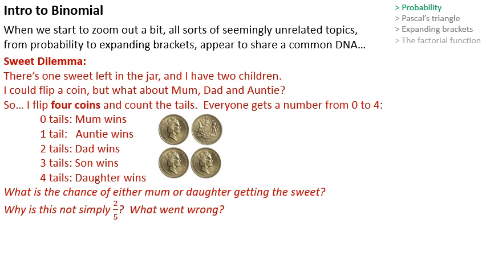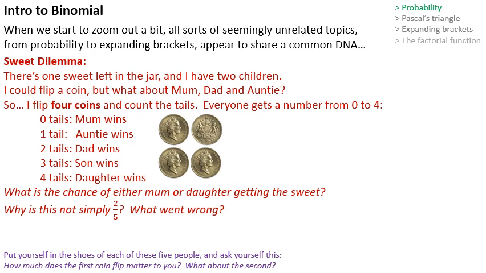Okay. Hopefully what you found is you got a number that wasn't just 2/5. It's not a 1 in 5 chance that we get no tails and a 1 in 5 chance that we get 4 tails. It's actually a lot lower than that. Mum and daughter are getting a pretty raw deal. And it turns out dad's getting a pretty sweet deal with this particular one. 2 tails is definitely the one to go for if you have a choice. But the question is, why?